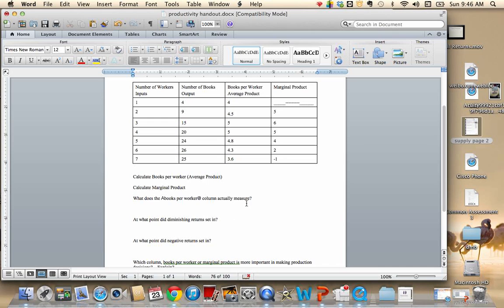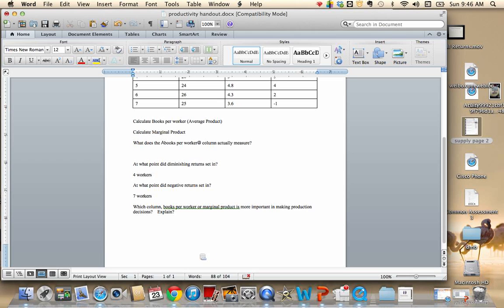So at what point did diminishing returns set in? Because remember, at first, labor's contribution is positive. We go from making nothing to 5, and then we increase. So we have increasing returns. The moment we're still going up in terms of total product, but we're not going up as fast, that's the point where diminishing returns sets in. So at 4 workers, diminishing returns is setting in. And at what point does negative return set in? The moment our productivity actually starts to go backwards, and that's at 7 workers.